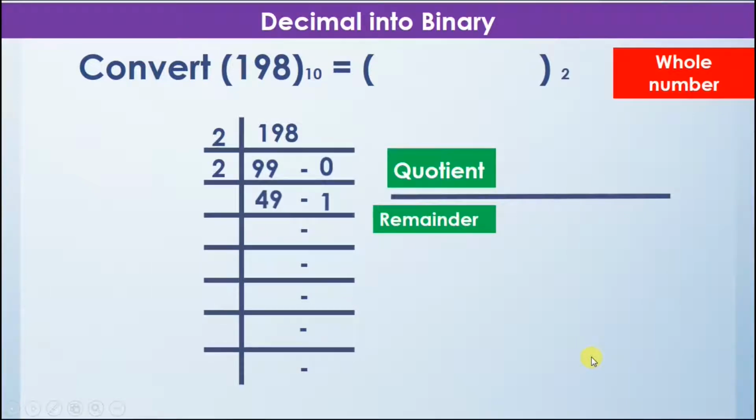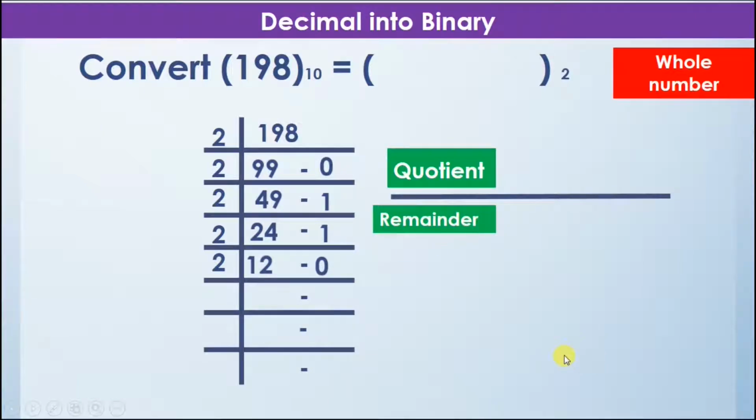Again we divide 49 by 2. So when 49 is divided by 2, quotient is equal to 24 and remainder is equal to 1. So 24 comes here and 1 comes here. So when we divide 24 by 2, quotient is equal to 12 and remainder is equal to 0. So 12 comes here and 0 comes here.